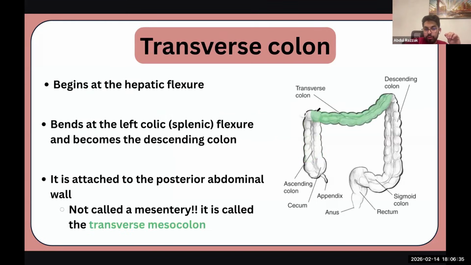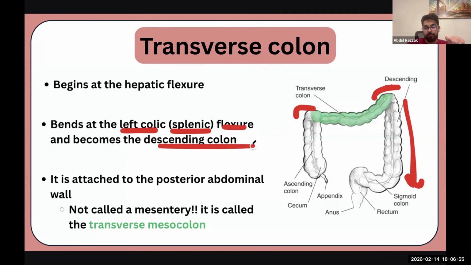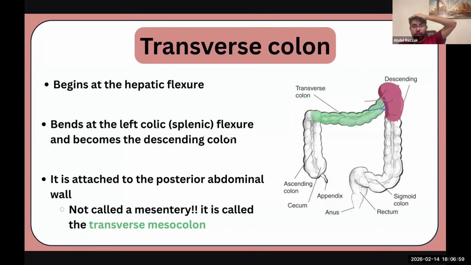Moving on to the transverse colon. The transverse colon starts after the hepatic flexure and it ends at the next flexure, which is at the left. So it's called the left colic flexure and it's near the spleen. So it is called the left colic or the splenic flexure of the colon. After that, it descends downward on the left side and becomes the descending colon. There's something very, very special about the transverse colon, which is that it has a mesentery, tamam? Like the jejunum and the ileum.